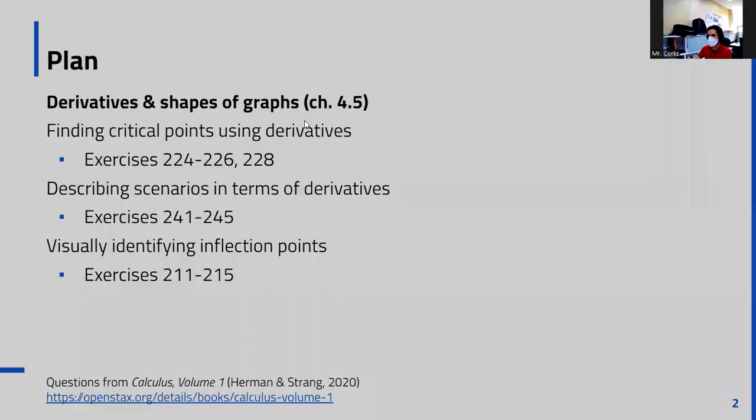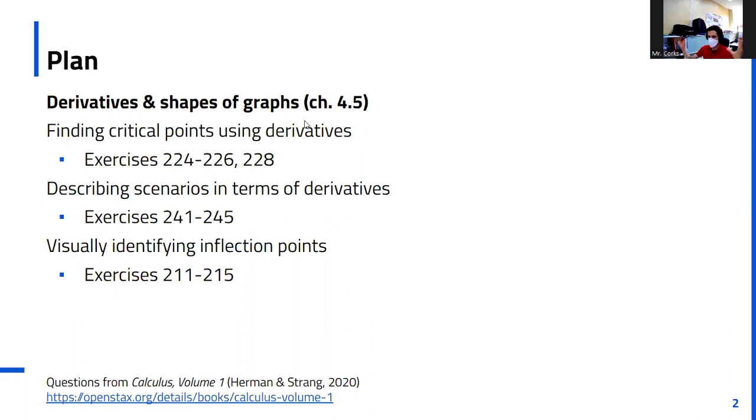So these are the questions I'm planning to get through. We have 4 from using or finding critical points: minimums, maximums, those turning points, and inflection points using derivatives. So let's try to remember. Then 5 questions trying to explain various scenarios in terms of derivatives.